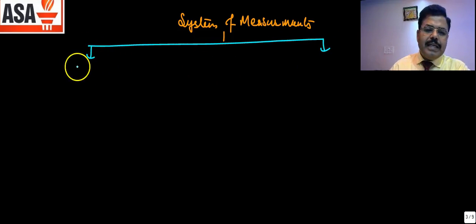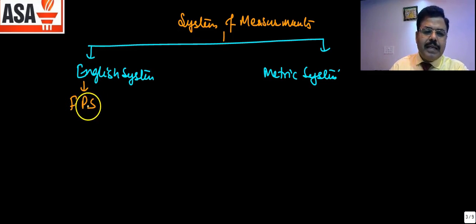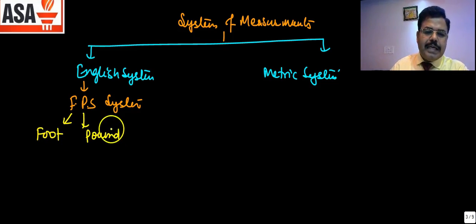There are 2 units basically, and one is called English system, and another is called metric system, right? And in English system they had given the measurement of things, like this is also popularly called FPS system. FPS system, that is called foot, pound and second system. F stands for foot, this is for foot, means length was measured, pound, and this is second.